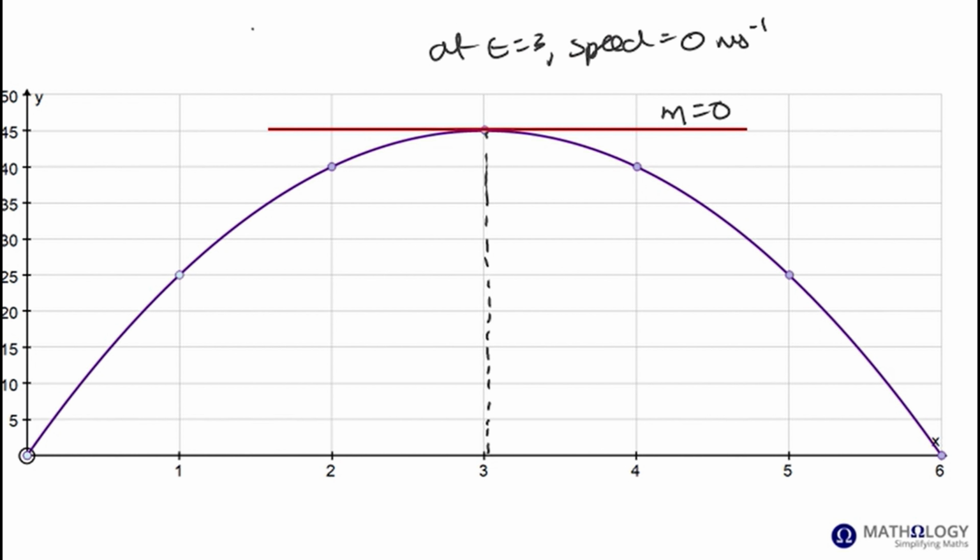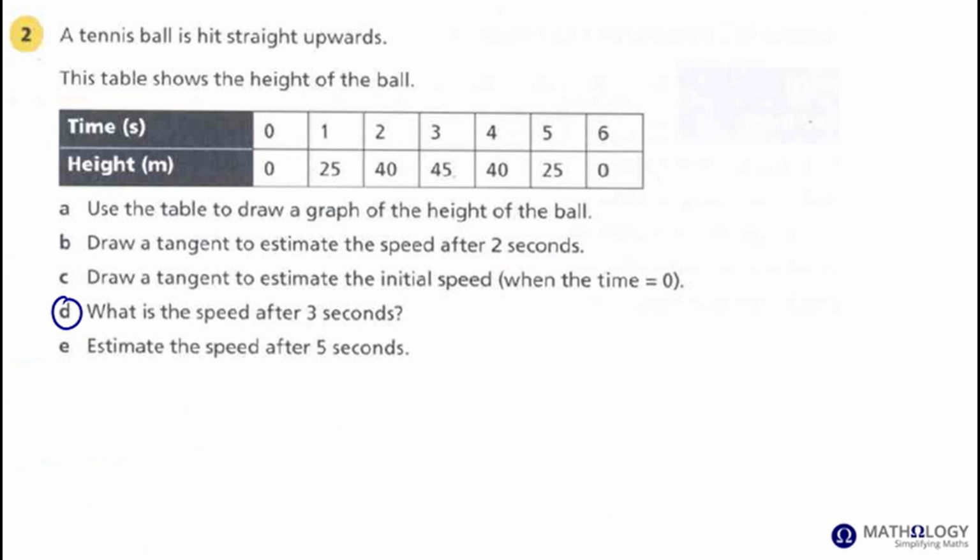The gradient of a distance time graph will always give us speed. The gradient of a horizontal line is always 0. So therefore, at the apex, the maximum height of the curve, we're going to have a speed of 0. Estimate the speed after 5 seconds.